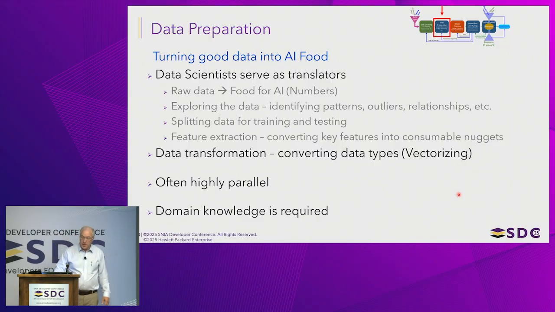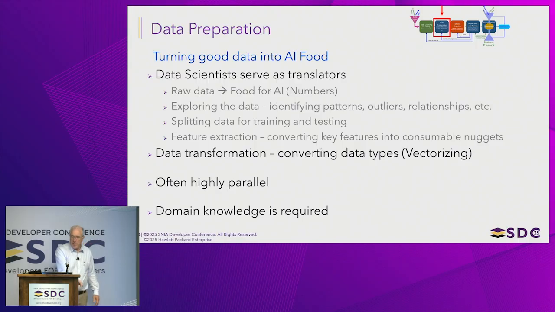Most of it ends up being a data transform phase, converting your data into data types that your AI engine can consume. We call this vectorizing. You take your information, you convert it into a numerical nugget that is kind of a word, shall we say, for the AI to consume. There's just a few bytes that identifies the data.